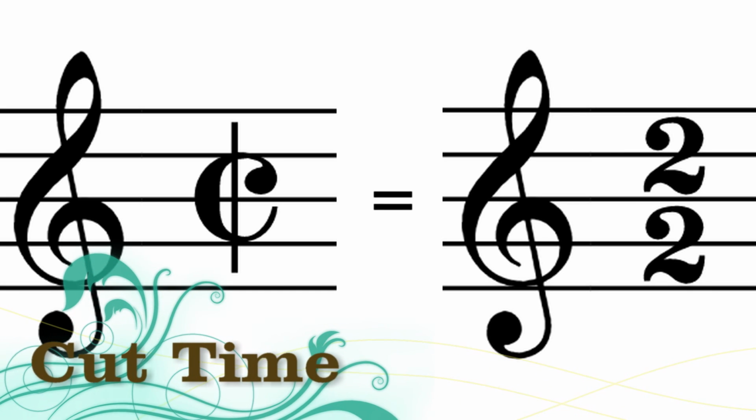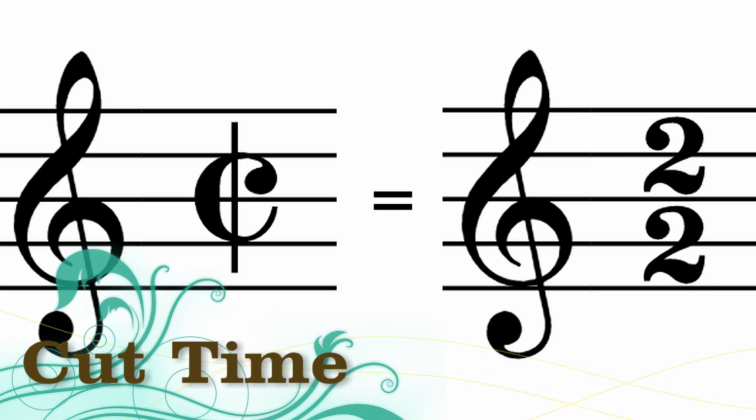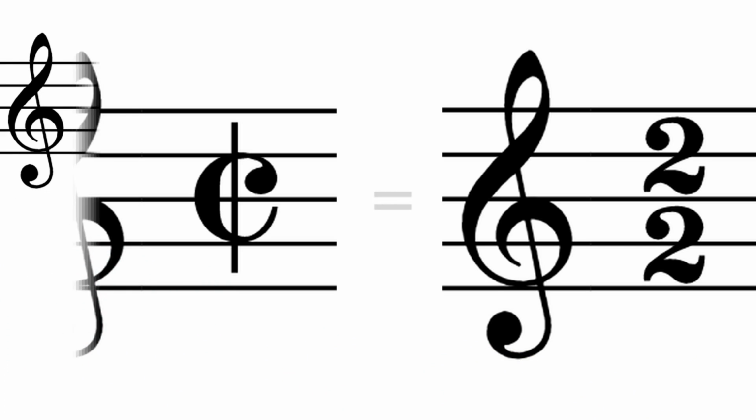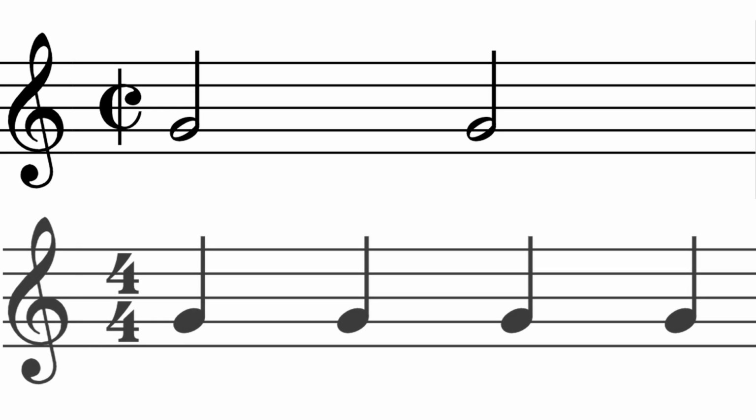So what this means is that we have two beats in a measure, and the half note gets the beat. So in every measure, we're going to have something that's equivalent to two half notes. Now, you might be wondering, what's the point of having 2/2 time when 4/4 is already equal to two half notes? Why not just use 4/4 time?